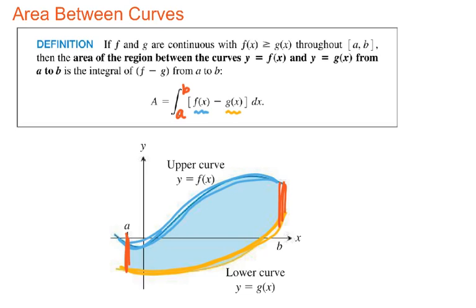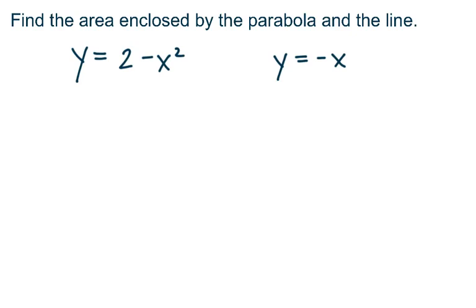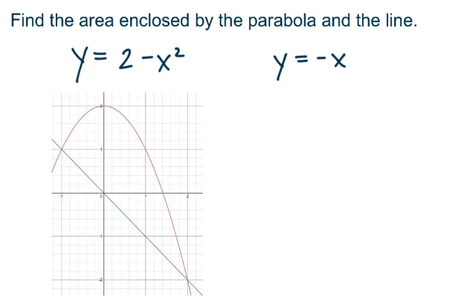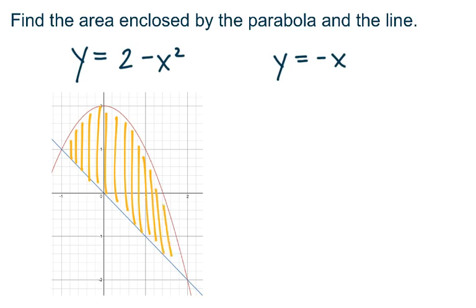So let's look at a basic example. Here we're going to find the area enclosed by the parabola y equals 2 minus x squared and the line y equals negative x. The first thing we should do is look at the graph. I've created a graph for us here. The region of which we want to find the area is what I'm shading here in yellow.